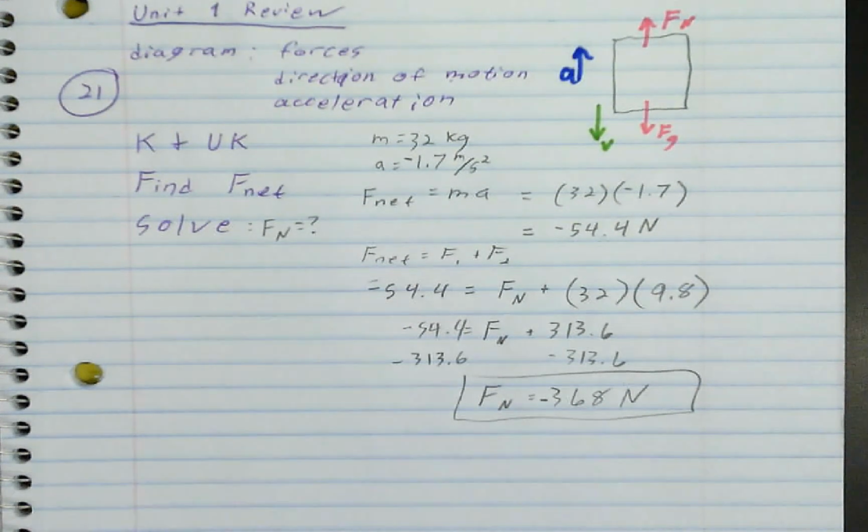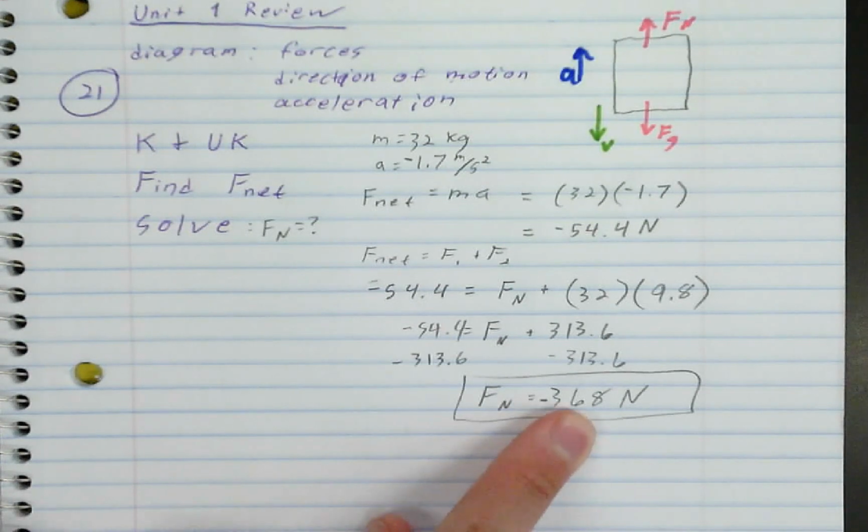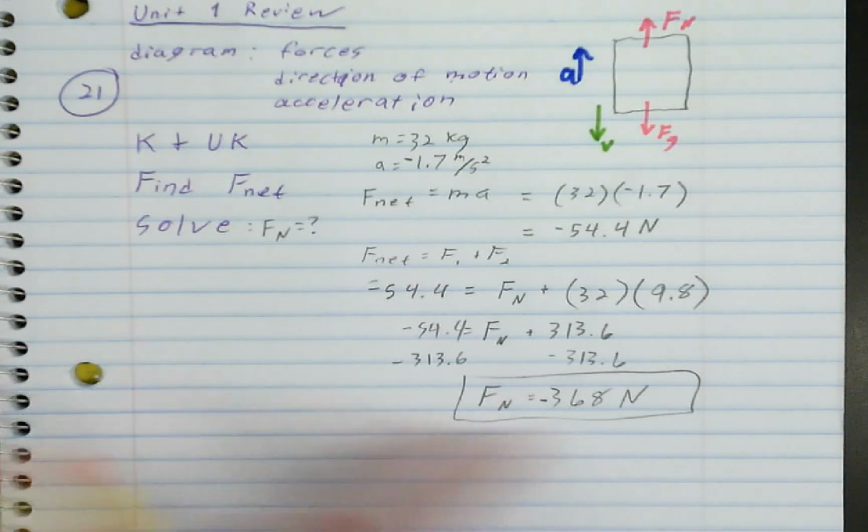Okay, and let's see if this number makes sense. If we're slowing down, the upward force needs to be larger than the downward force, because that's the only way we would slow down. Gravity was 313.6. This is 368. That is larger, so therefore, yes, this answer does make sense for what we're doing. Okay? Any questions there? Perfect.